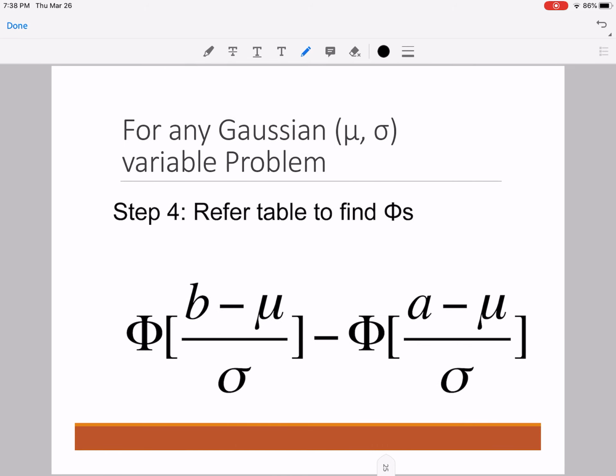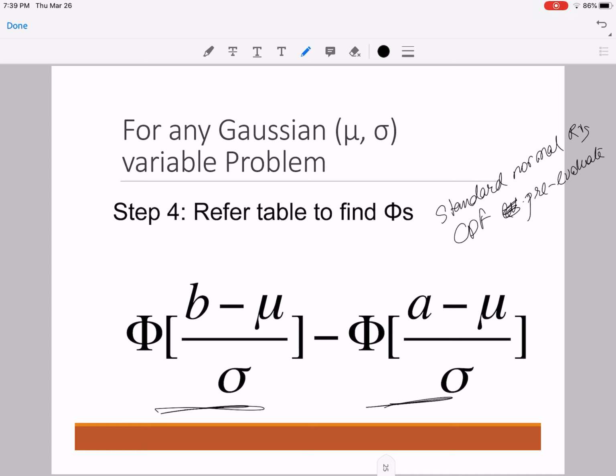Next, I need to find the values of these two phi terms, and I can find them by referring to the standard normal random variable CDF table, which has the CDF pre-evaluated at different points. I can refer to that table to find these values, and as a result I can also compute the probability that X belongs to the interval a to b.